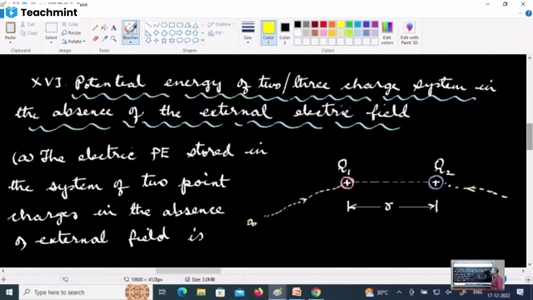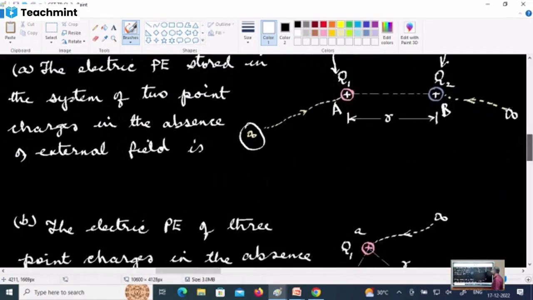Let's now talk about potential energy of 2 or 3 charge systems in the absence of the external electric field. Suppose I have to bring this Q1 charge from infinity to A and this charge Q2 from infinity to B, then definitely in order to assemble those two charges I have done work. The amount of work done will be stored in the form of electric potential energy. Electric potential energy of 2 charge system is given by 1 divided by 4 pi epsilon naught Q1 Q2.